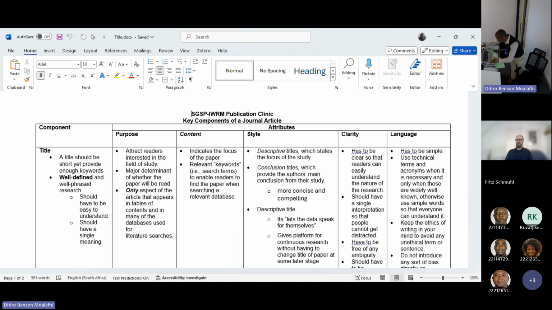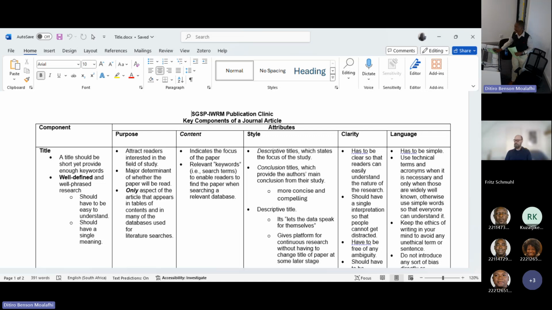learned, the purpose of the title is to attract readers interested in the field of your study. This is very, very key. It's the major determinant of whether the paper will be read. It's very, very key. Only the aspect of the article that appears, especially in tables of contents and in many of the databases used for interactive searches.